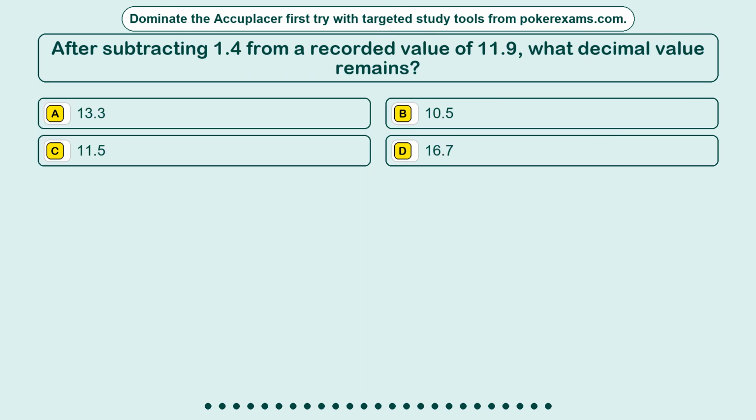Question 3. After subtracting 1.4 from a recorded value of 11.9, what decimal value remains? Option A, 13.3. Option B, 10.5. Option C, 11.5. Option D, 16.7.